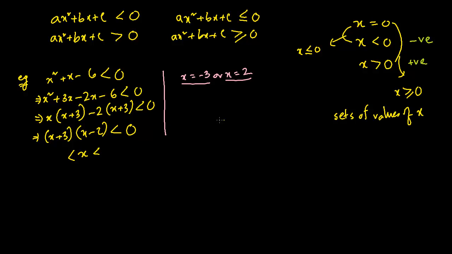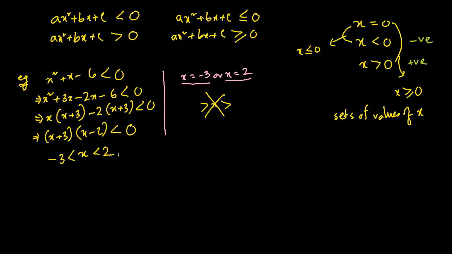Remember, we never write it in the wrong way. Reading from the left, you write the smaller value in front and the larger value later on. So this is written as x is greater than minus 3, x is less than 2, and we say x is between minus 3 and 2.